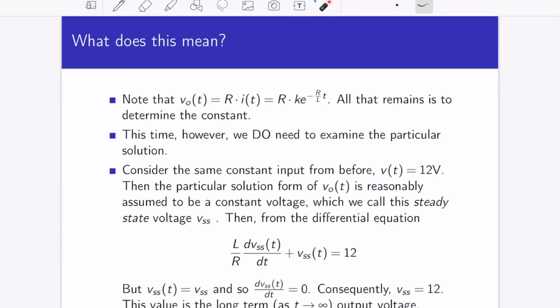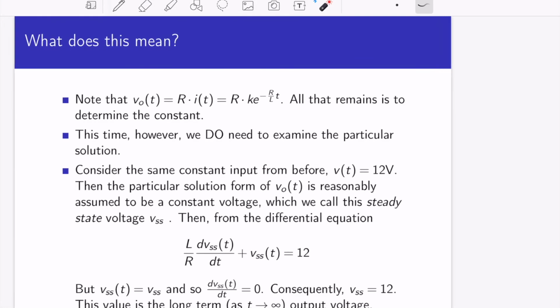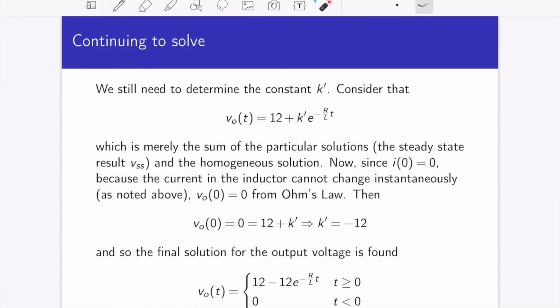Then from our differential equation, we know that L over R times the derivative of VSS of t, dt, plus VSS of t is equal to 12, which is what our initial assumption was. We know that VSS of t is equal to VSS, and so dVSS of t/dt is equal to 0, and that means that VSS must be equal to 12. Okay? And this will be true from t equal to 0 to infinity, just above 0 to infinity. We need to still determine that constant value k prime.